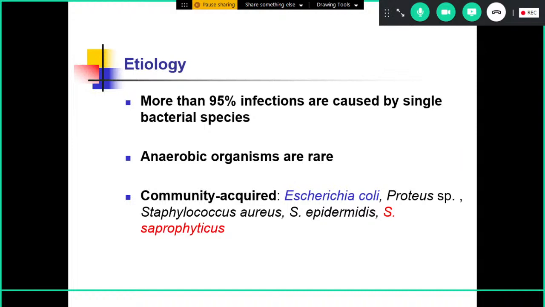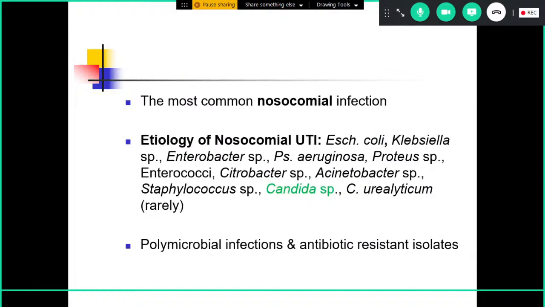I have highlighted E. coli and Staph saprophyticus in different colors. E. coli because it is the commonest, and Staph saprophyticus is more based on Western literature. We have not encountered it, although there are some parts of India which have reported Staph saprophyticus as a cause of UTI. Now, apart from community acquired, we have what is the hospital associated. Remember that this is the most common nosocomial infection. UTI is the most common nosocomial infection.